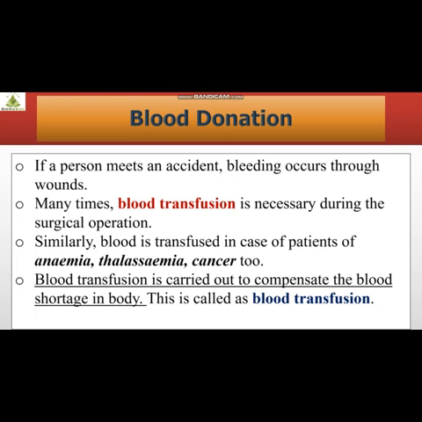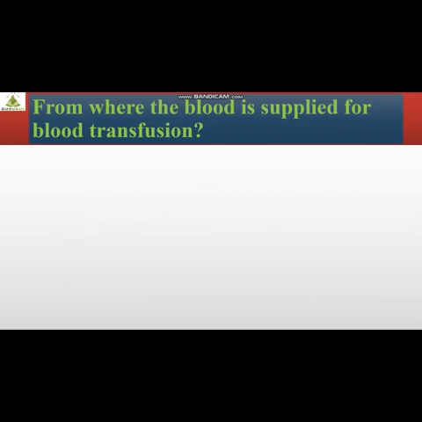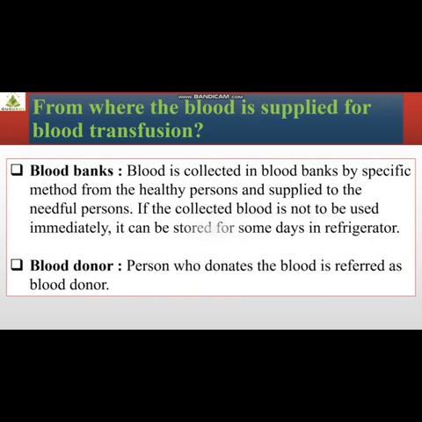So we require blood. Blood transfusion is carried out to compensate the blood shortage in the body. There is a definite volume of blood which is required by our body, right? During an accident, when there is a wound, there is a lot of blood loss. In that case, blood transfusion is done. This is called blood transfusion, transfer of blood. Now students, a question arises here: from where is the blood supplied for blood transfusion? Obviously, when we have to transfer blood to the patient, from where is this blood supplied? Let us understand some terms here.